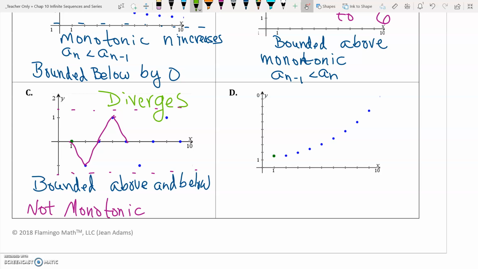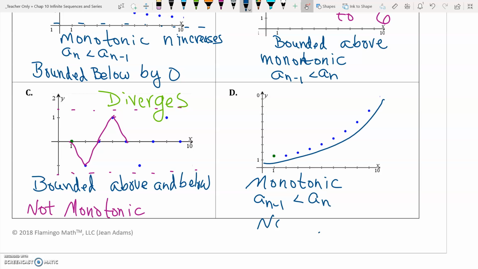And then finally our last one, it is monotonic because we can see that a_(n-1) is definitely less than a_n, but it is not bounded. It's going to increase without bound. So we would say that this sequence also diverges.